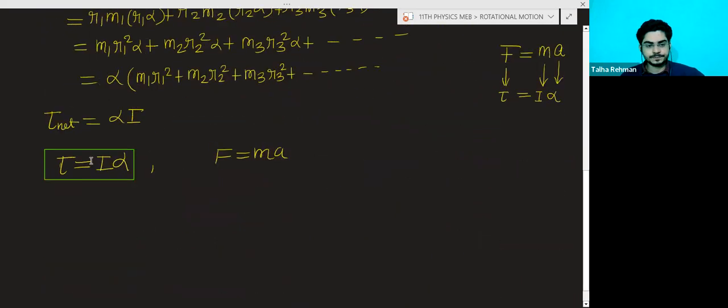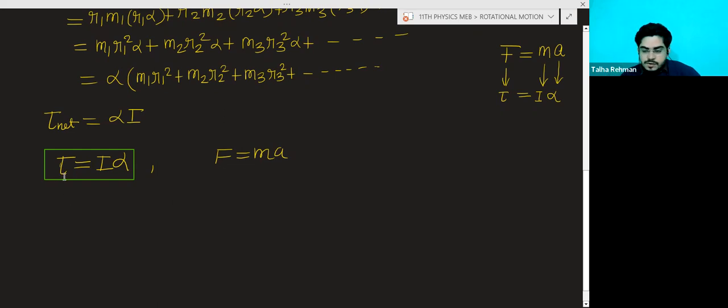So there is a relation between the torque and the moment of inertia. Torque on the body, or net torque on the body, is equal to the moment of inertia of the body multiplied by the angular acceleration of the body. But here, what you have to remember is to take into consideration the axis, meaning about which axis you are calculating the torque.